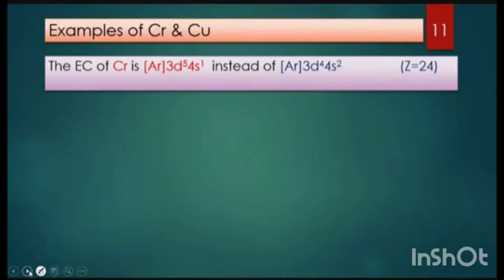If we follow the rule, both chromium and copper are going to violate the actual rule for assigning electrons in various shells of an atom. The actual electronic configuration of chromium is argon core 3d5 4s1 instead of argon core 3d4 4s2. So why do we state it like this? According to the rules for assigning electrons in various shells of an atom, while accommodating the electrons, how do we follow?